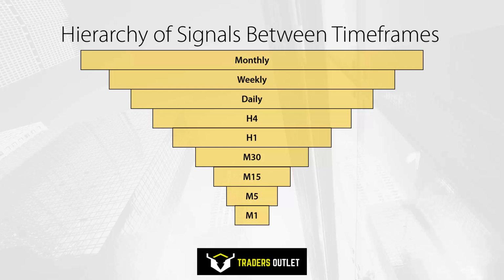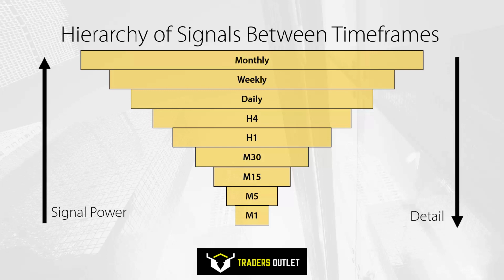To sum up, the essential point behind the hierarchy of signals between timeframes is that the higher the timeframe, the stronger the signal. The lower the timeframe, the higher the level of market detail. This hierarchy of timeframes displays a trade-off between signal power and market detail. When we increase signal power, we always decrease market detail and vice versa. It's important to point out that this idea works for any technique as well. In the next lecture, we are going to explore the principle of trade location.